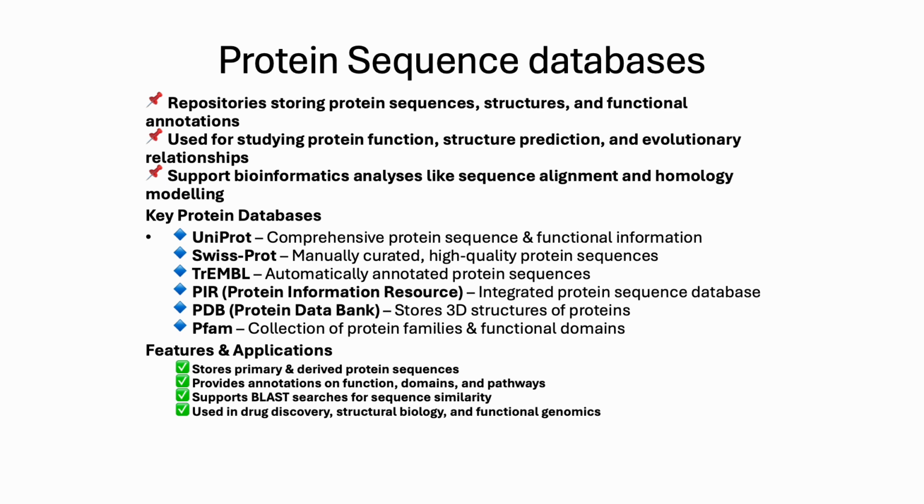SwissProt is a manually curated, high-quality protein sequence database. Then TrEMBL, which is an automatically annotated protein sequence database. Protein Information Resource is an integrated protein sequence database, a very comprehensive database. Then the Protein Data Bank, which has all the 3D structures of proteins. Then Pfam is a collection of protein families and functional domains.